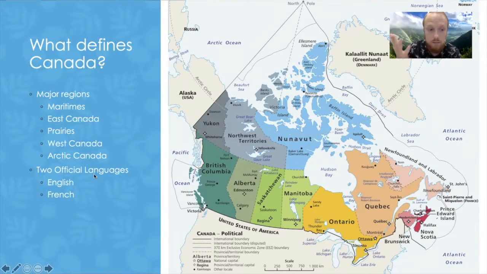Also, don't forget, Canada has two official languages. So in general, people in Quebec and New Brunswick speak French, although there are plenty of people who speak English, but I believe it's the majority in both provinces. Oh no, it's the majority in Quebec, but it's a near majority in New Brunswick. And then most of the rest of the country, for the most part, speaks English, at least officially.